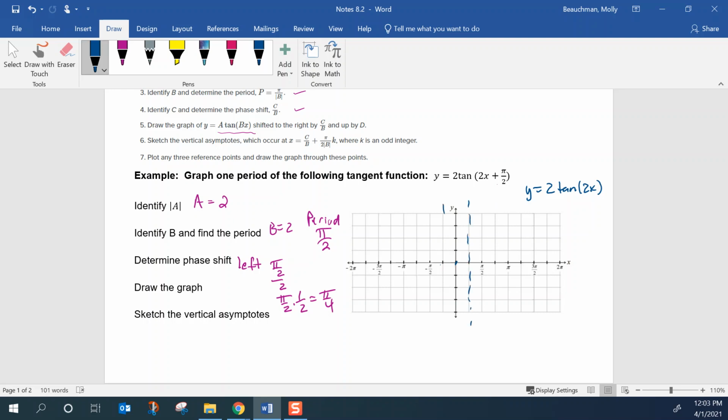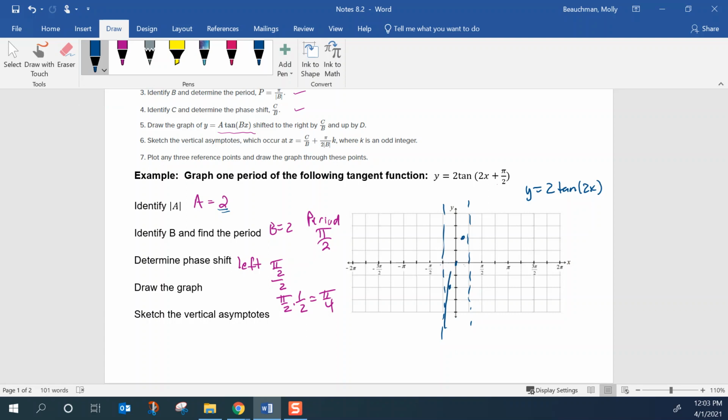So our vertical asymptotes are at pi over 4 and negative pi over 4. Then halfway in between 0 and pi over 4 is your first key point. In the original graph, the y-coordinate is 1. In this graph, it's a vertical stretch of 2, so the y-coordinate is going to be 2. So that point would be (pi over 8, 2). On the left-hand side, we're going to go to the left pi over 8 and down to negative 2.